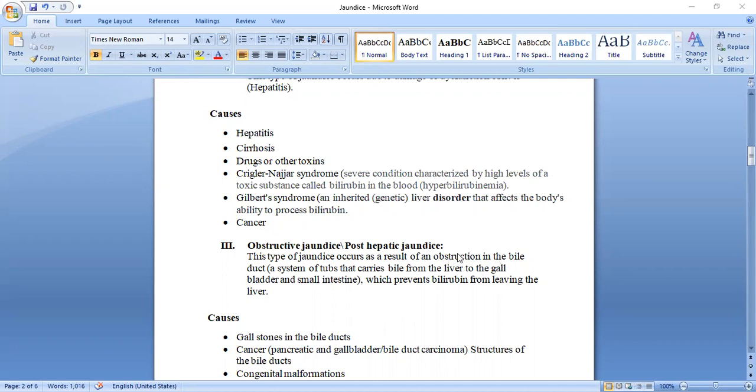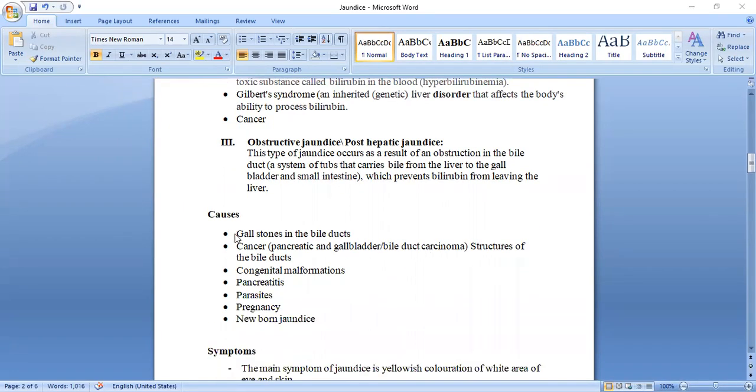Whatever bile is secreted should come into the gallbladder for storage, and then come into the small intestine. By which duct? By the bile duct. So an obstruction prevents the bilirubin from leaving the liver. What happens? The bile will not come into the gallbladder or the small intestine. So this is called obstructive jaundice or post-hepatic jaundice.